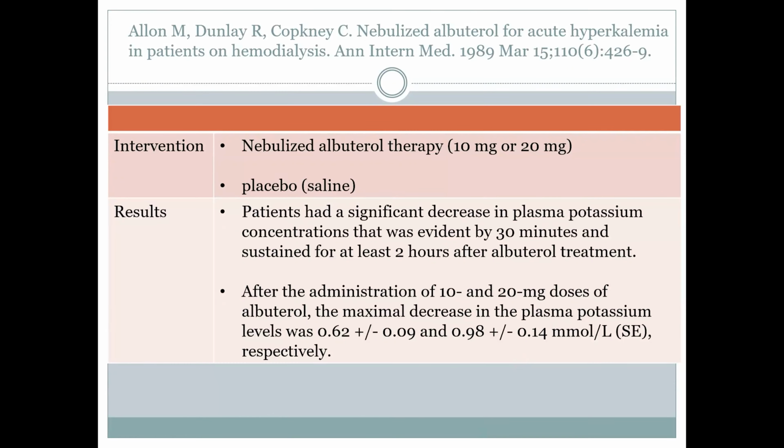So this is one of our earlier studies that looked at this. Very intriguing study, not many patients. It's not something that we can say represents all of our patients, but a large majority of our patients will be chronic HD patients. And I think it really was the foundation of using some of these agents like albuterol.